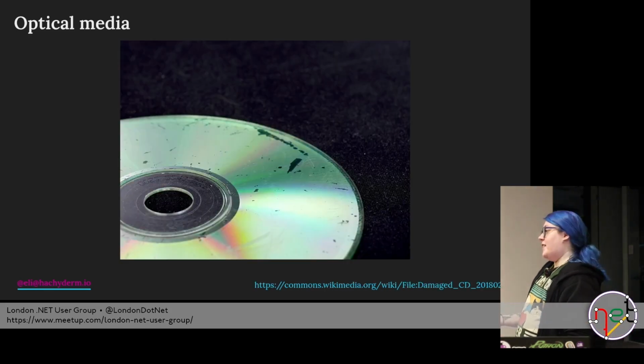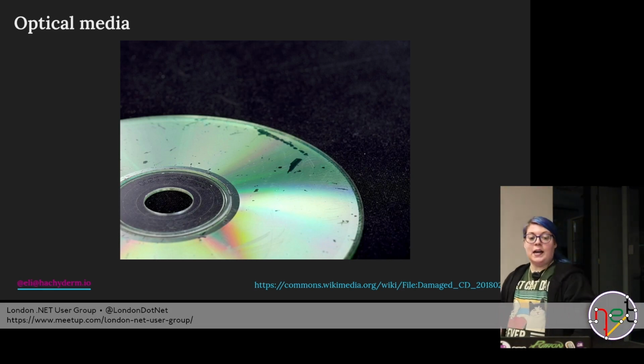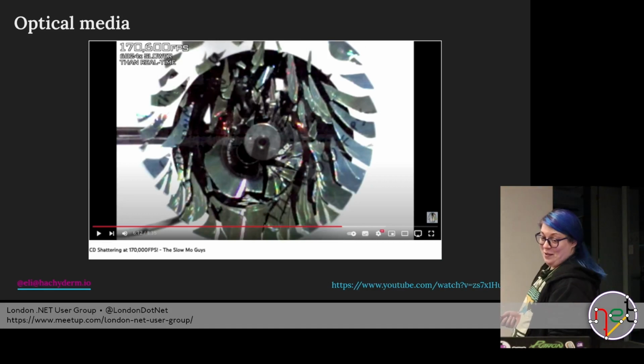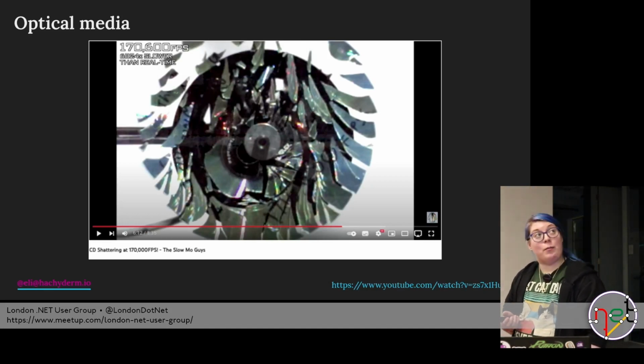Now, reading data out of an optical disc requires that it looks good optically. The surface has to be legible to that laser. And unlike floppies, optical discs don't have a built-in casing to protect them, so they'll get scratched, they'll get fingerprints all over them. I think we've all probably experienced this. You can also straight up break them. This is a still from the Slow-Mo Guys video of them shattering a CD by spinning it really, really, really fast. This is the moment when it shatters.